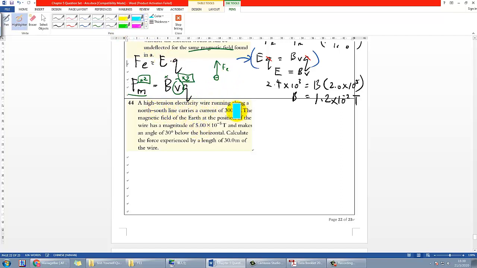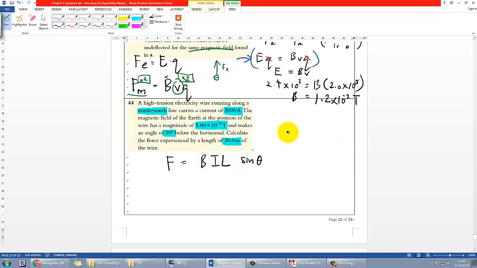Let's take a look at the last question. Here we have a long wire with a current running through it, and the magnetic field is known. The direction of the wire is north to south, and the magnetic field is, oh no, not 90 degrees, sorry, 30 degrees below the horizontal. Calculate the force experienced by the wire. I think it's simply applying the equation F equals BIL sine theta.